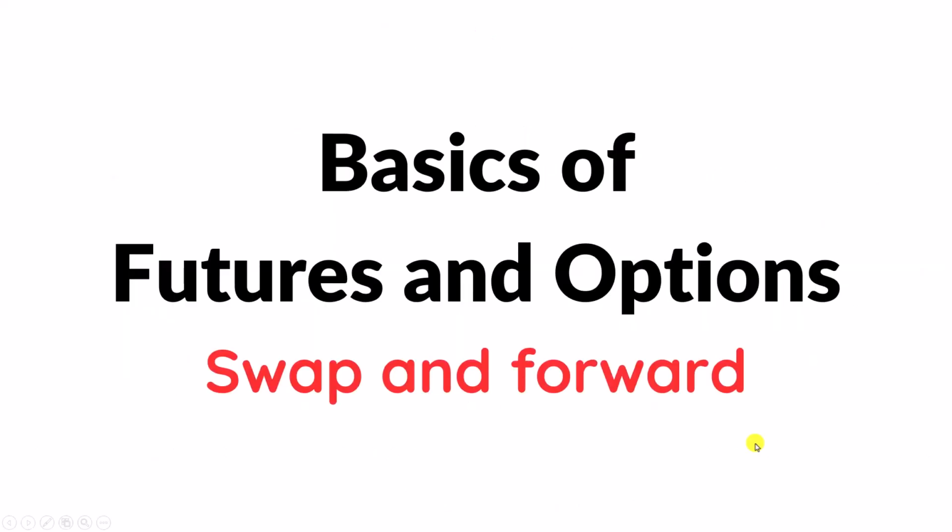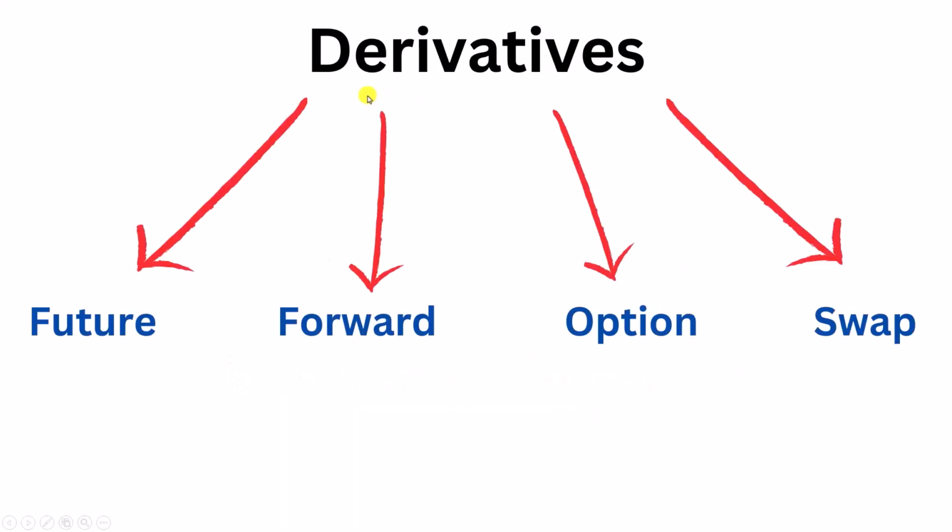Hello and welcome. In this video, we will learn what swap and forward contracts are. In the previous video, we learned what a derivative is and we learned the types of derivatives. Derivatives are of mainly four types: futures, forwards, options, and swaps. In this video, we will learn in brief about forward and swaps.